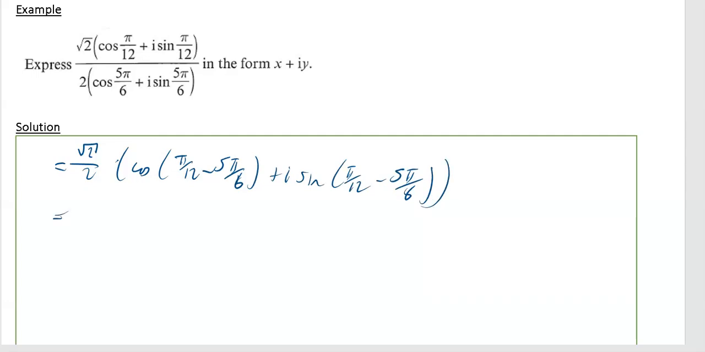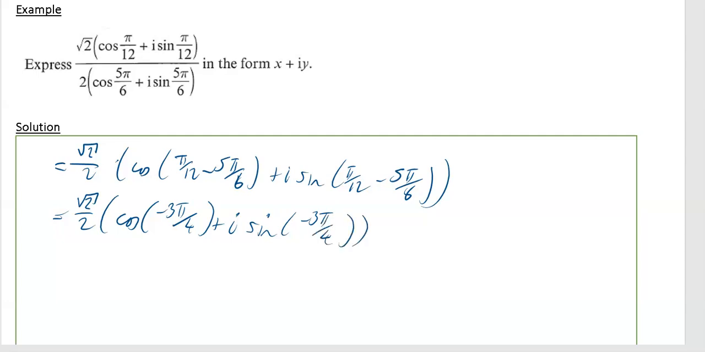As we go down to our next line, keep your modulus the same outside. It's just root 2 over 2. Then inside, all you're doing here is subtracting. So you have pi over 12 minus 5 pi over 6. Do this on your calculator. You'll get minus 3 pi over 4, and then plus i sine of, again, minus 3 pi over 4.